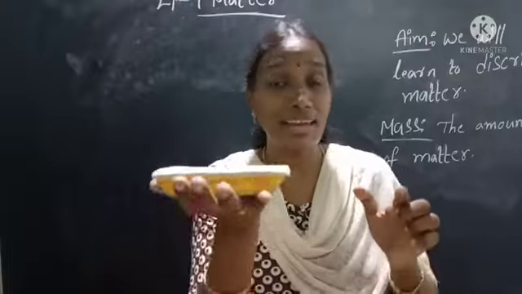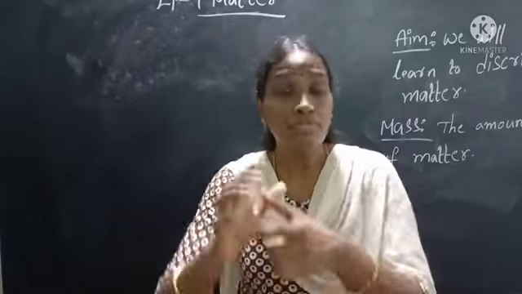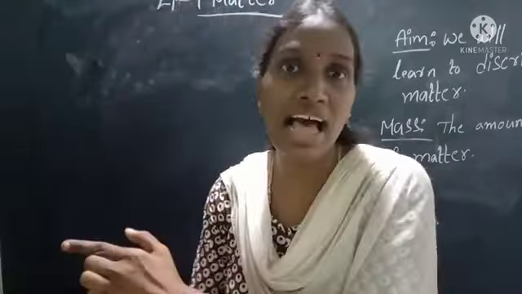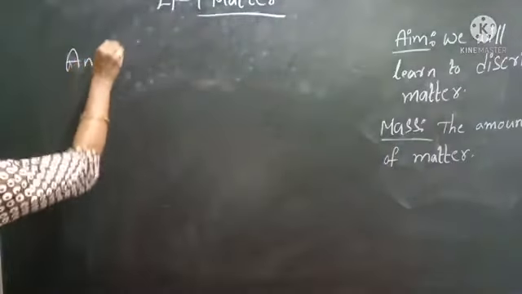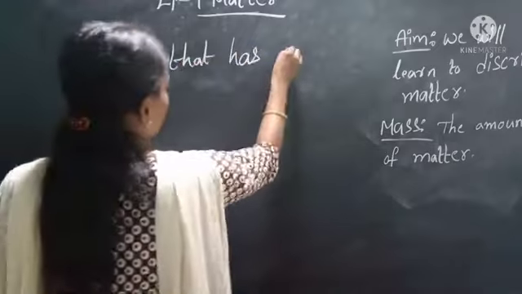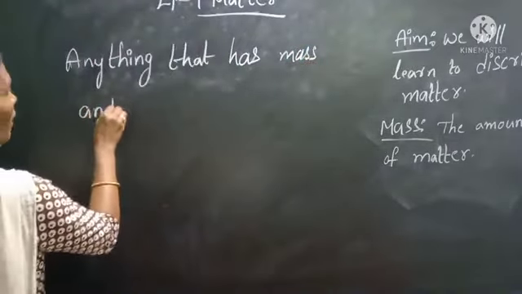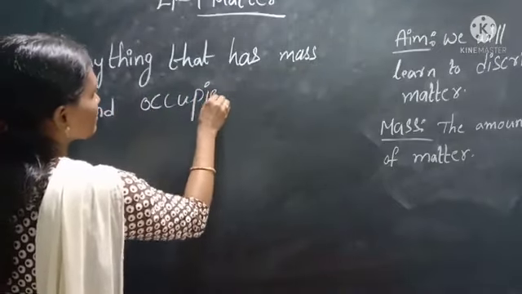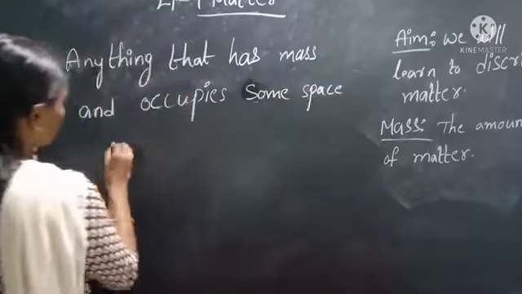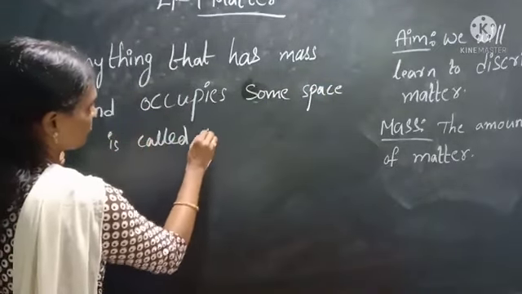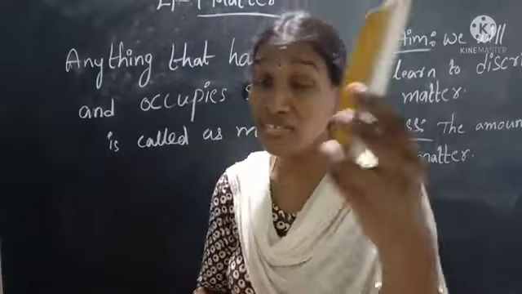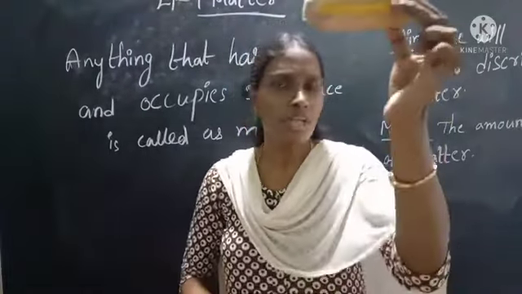When I'm holding this in my hand, it has some mass, and when I'm keeping this on the table, it occupies some space. It takes some space, right? So matter is anything that has a mass and takes up some space. Did you understand about matter? This duster has a weight, and when I am keeping this on the table, it occupies some space. So this is called matter.